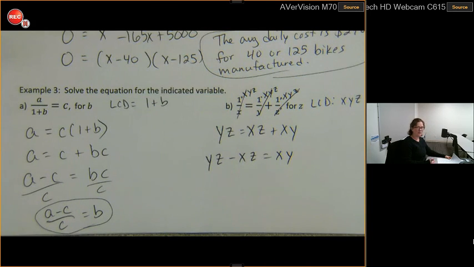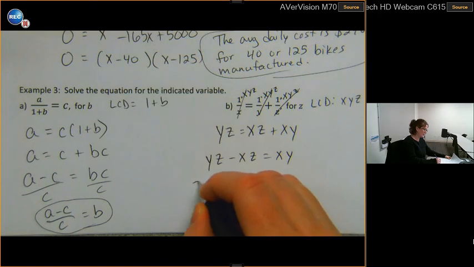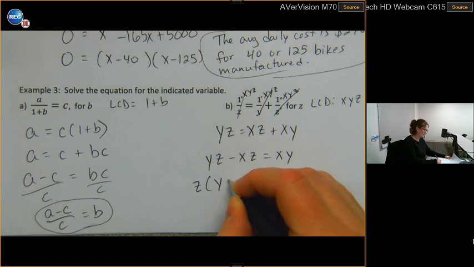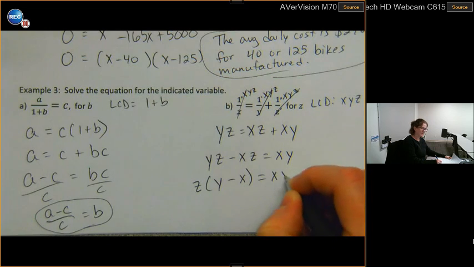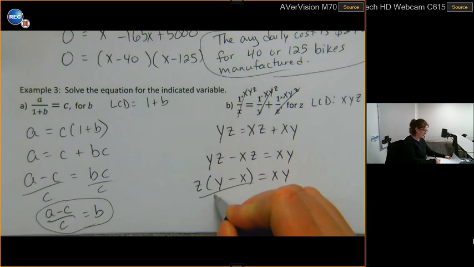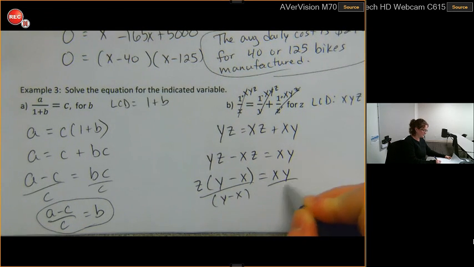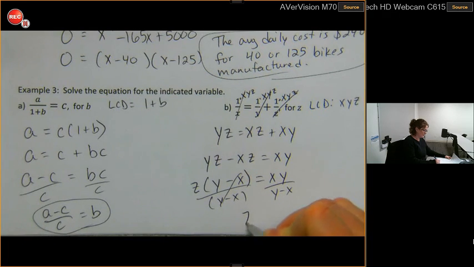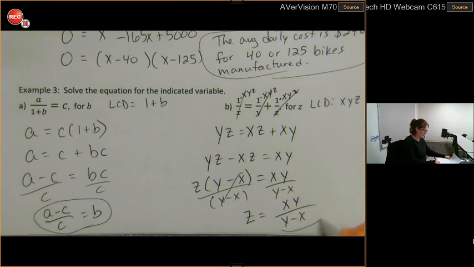Then here's what I have to do. To separate the z from the y's and the x's, I have to factor out, because it's a GCF. Then I divide by y minus x, and I get z equals xy over y minus x.